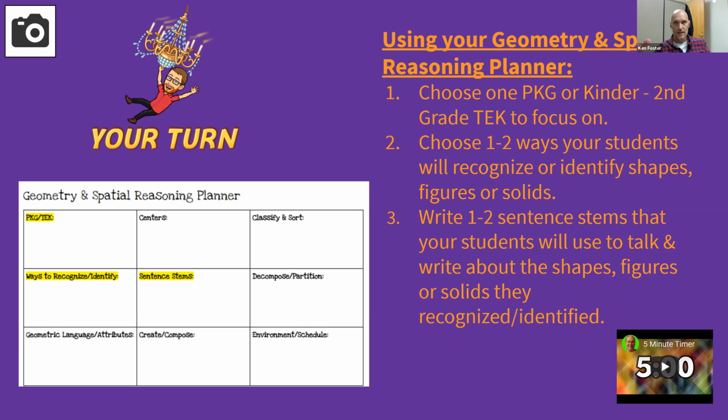The circle is like a wheel. The circle is like a ball. Or they could say the ball is like a circle, which would be another way to do that, because it would force them to name the actual shape. So that's one of the ways that we would have them use that.